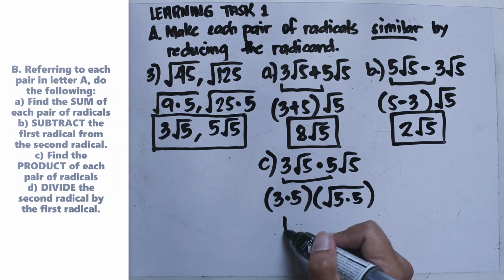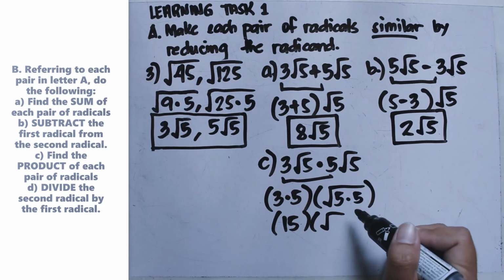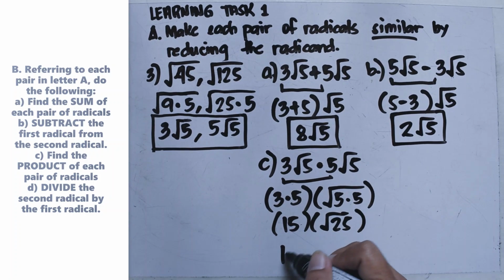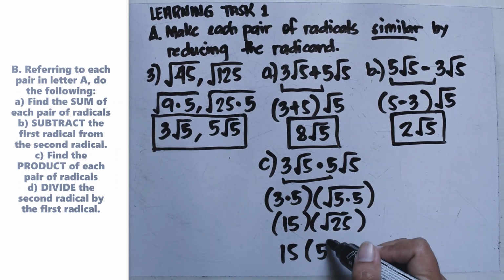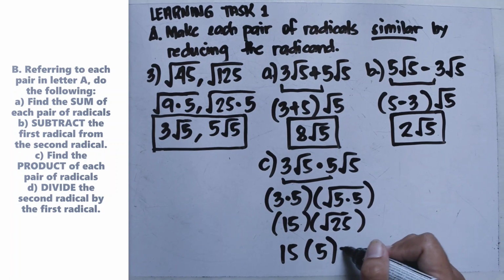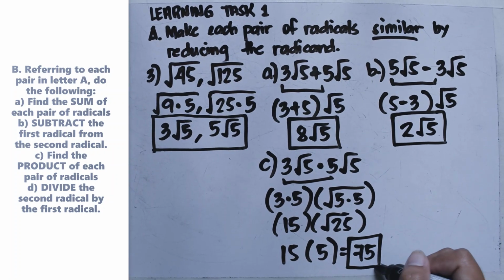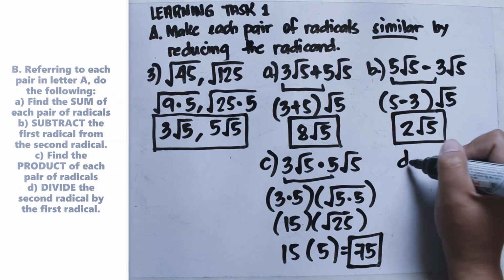So 3 times 5 is 15. And then multiply. Square root of 5 times 5, we have 25. And then simplify. So we have 15 times, what is the square root of 25? We have 5. So 15 times 5, or simply, what's the answer? Ayan, 75. So ito na po yung final answer natin sa letter C. So we have 15 times 5, or simply 75. So ganun lang kasimple. So let's now proceed with letter D.